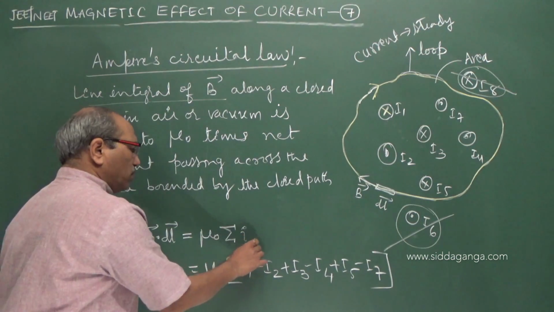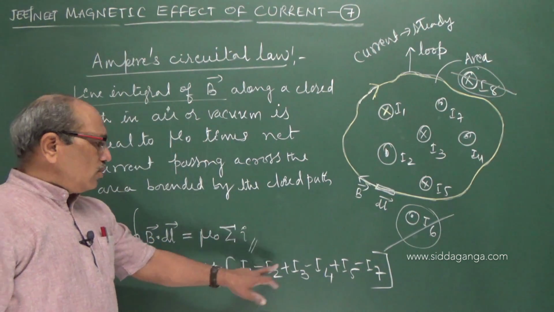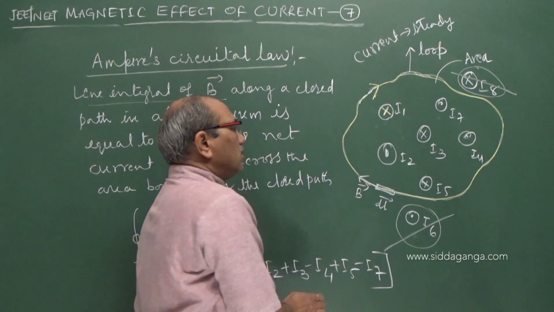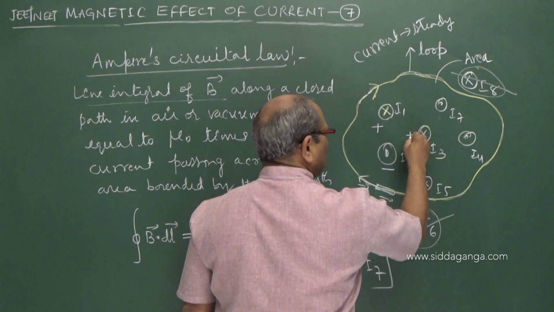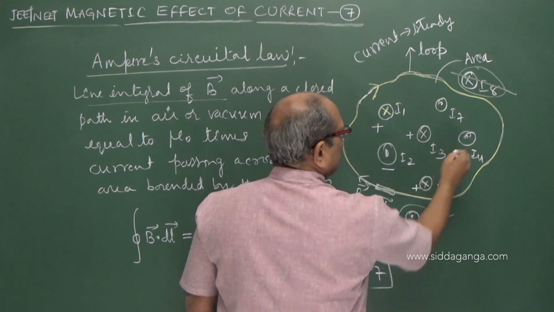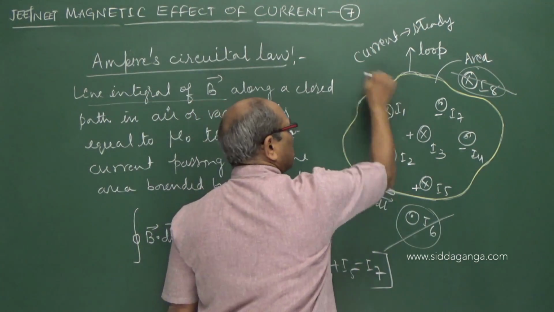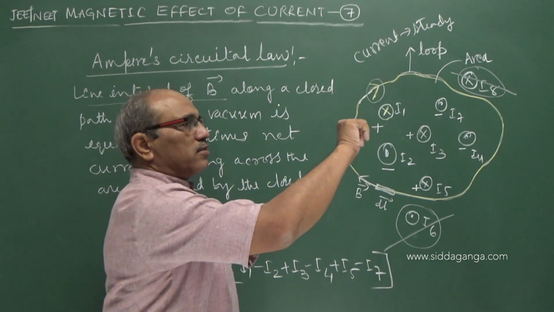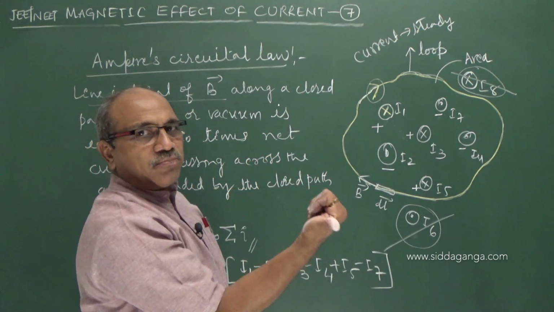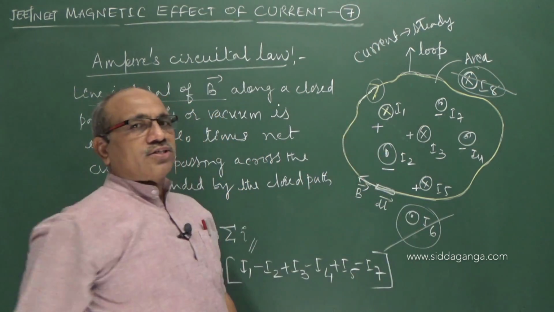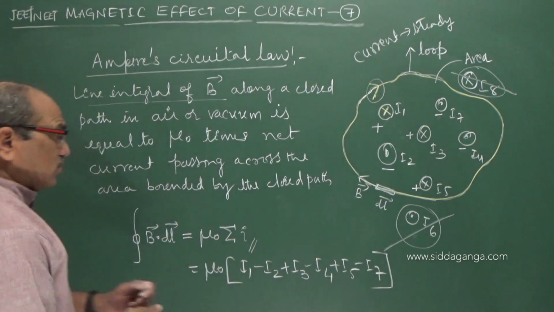This is what I told you, algebraic summation. Mu naught times I1 minus I2 plus I3. This magnetic field is plus by this, it is minus, it's plus, it is plus, it is minus, it is minus. Because when you view this, the path and the thumb should represent the direction. If it is the same sense, plus, as we see here. For the outward current, it is minus.